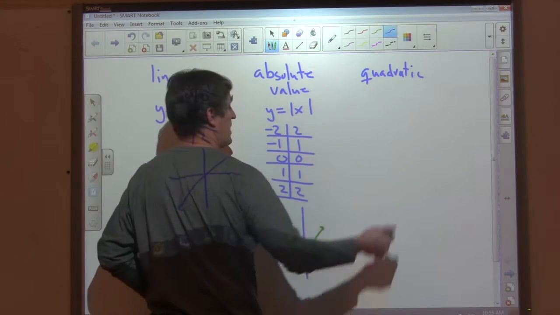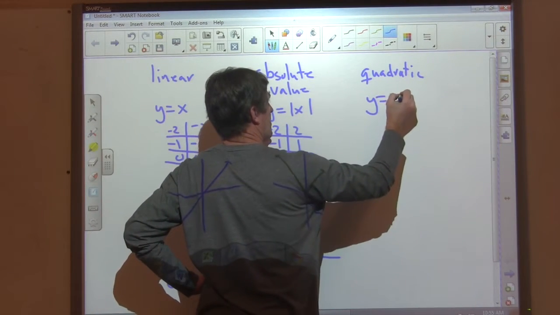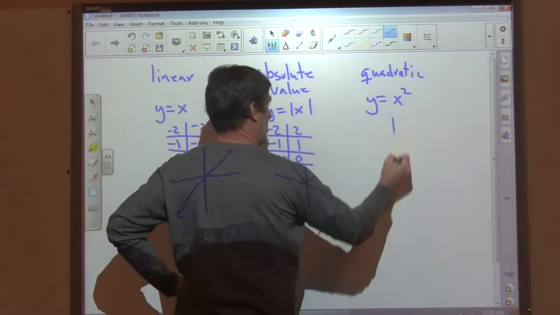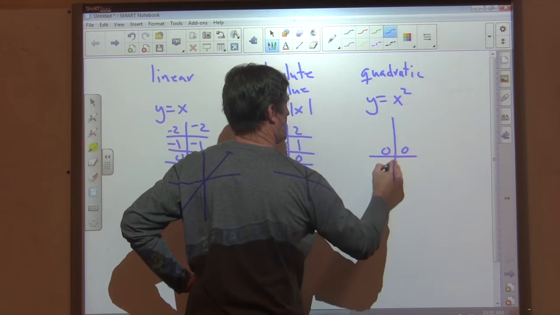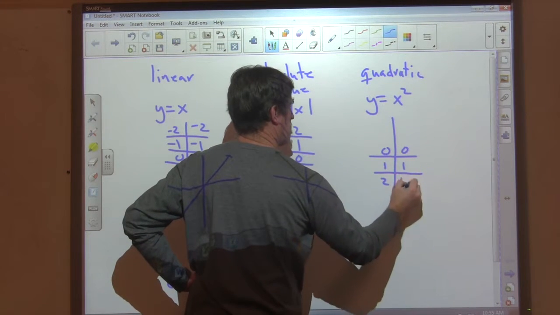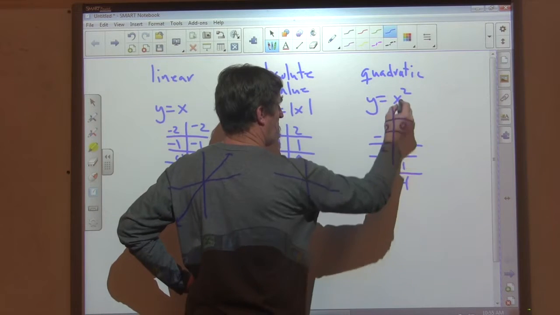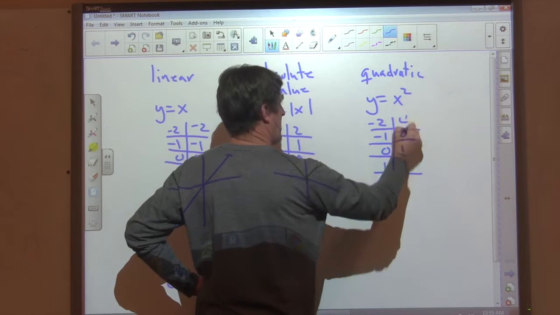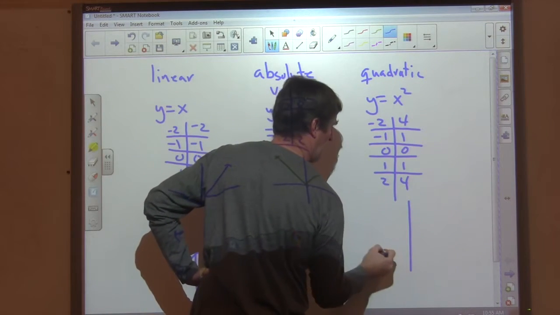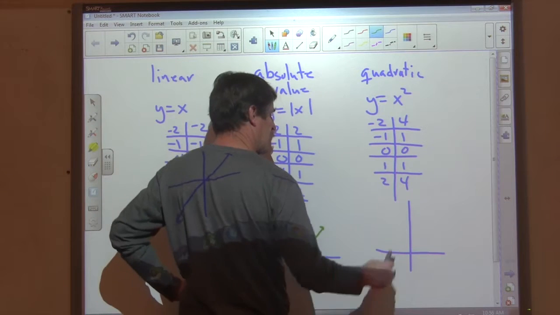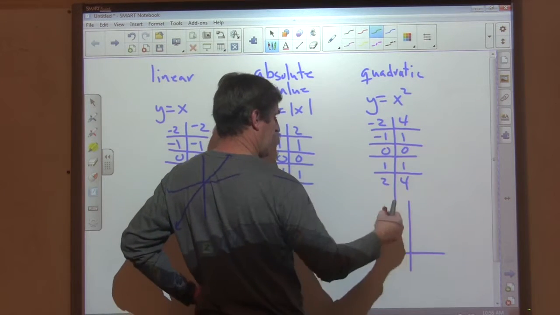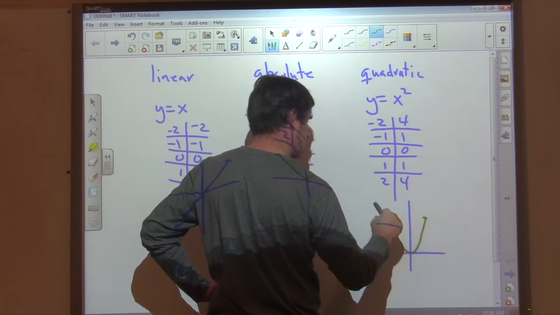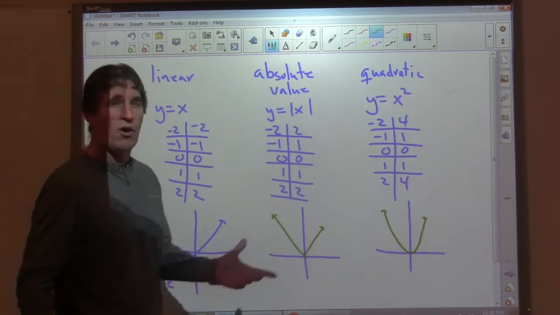And then the last one we're going to deal with is a quadratic function, and our parent function for that would simply be x squared. And so again, if I was to make a chart, at 0, I'm at 0, 1 squared is 1, 2 squared is 4. If I plug in -1, well, a -1 times a -1 is a +1, and a -2 times a -2 is a +4. And so our graph of a quadratic gives us a parabola, and so it's going to look something like this. Okay? And so those are our parent functions.